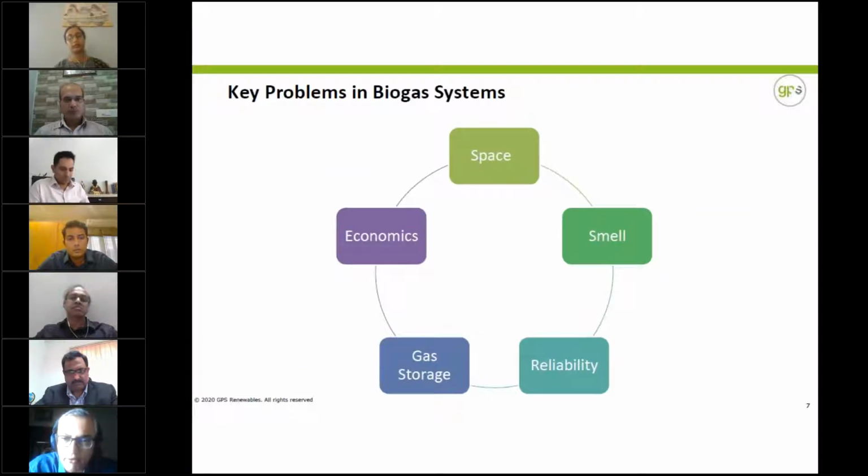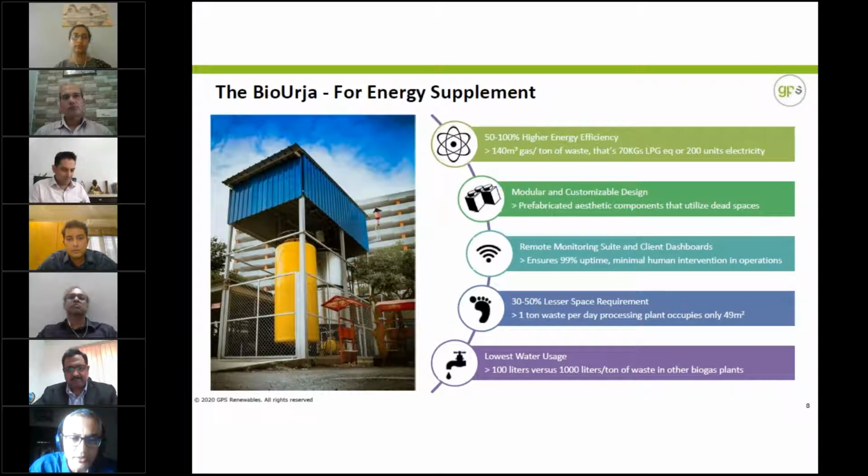So there are a few key queries that come up when we talk about biogas plants. I've just touched upon these in terms of smell, reliability, gas storage. I only want to say that each of these components has been resolved in totality with the technology that we have developed. If there are questions on this, we can take them. So this is what our product looks like. This is at an establishment which is one of the largest semiconductor companies in the world, which replaced a unit that was using legacy systems.